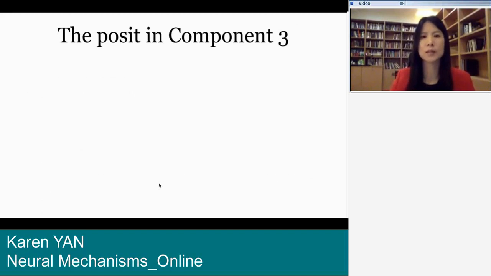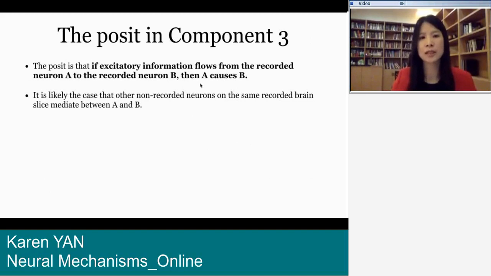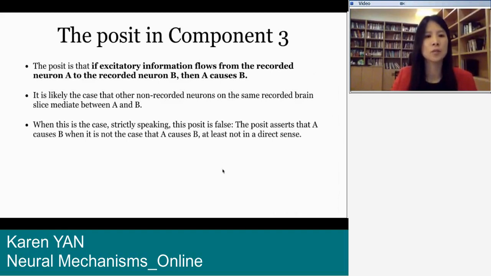Now let's consider the posit in component 3: if excitatory information flows from the recording neuron A to the recording neuron B, then A causes B. But as I mentioned earlier, it's likely the case that there are other non-recording neurons in the same recorded brain slice that mediate between A and B, as this case shows. So when this is actually the case, strictly speaking, this posit is false. The posit asserts that A causes B when it is not the case that A causes B, at least not in a direct sense.